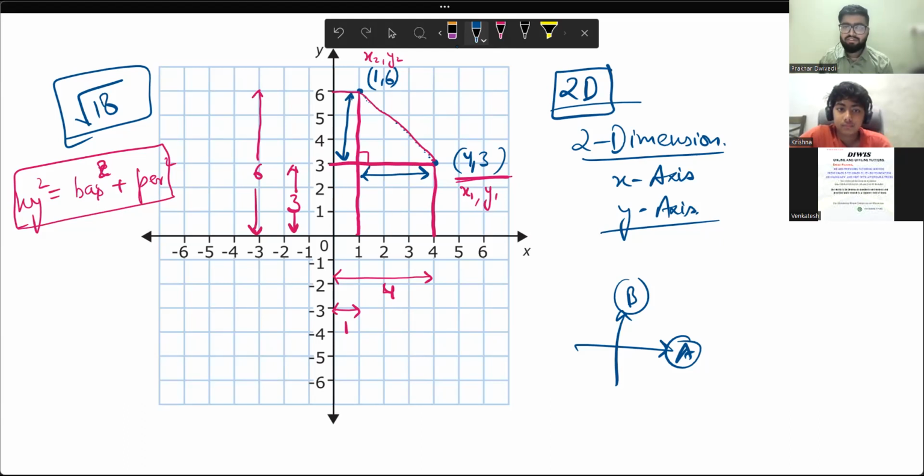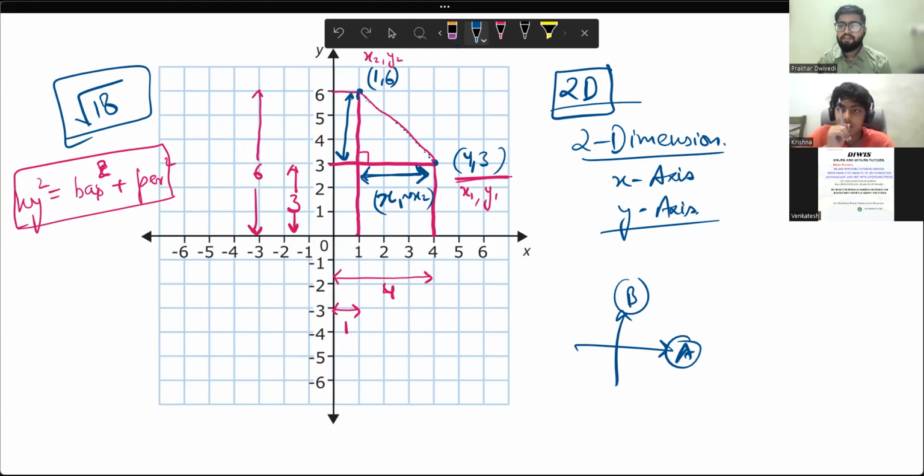How can we find out this horizontal distance? By subtracting: X2 minus X1. Basically, the difference between x1 and x2, and simply this is the distance.